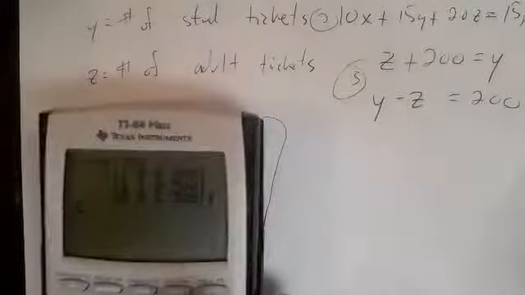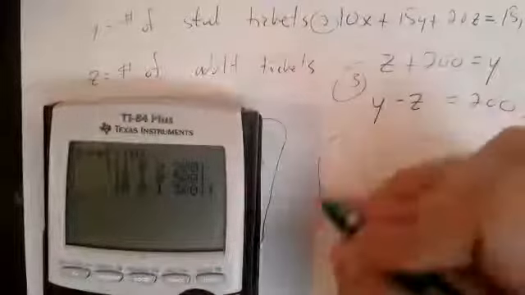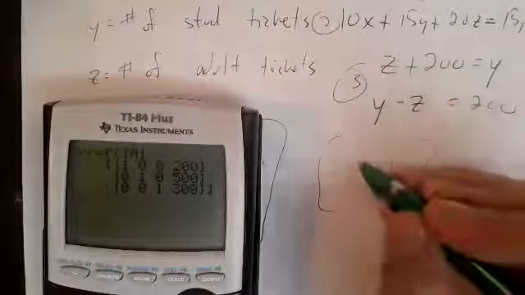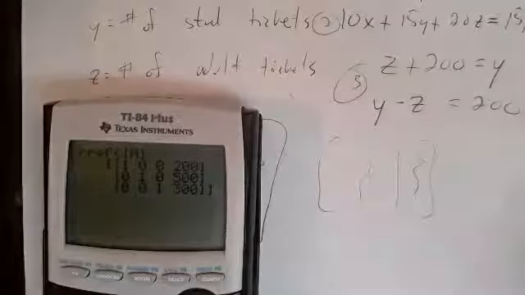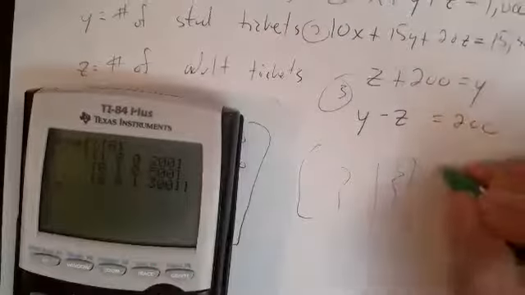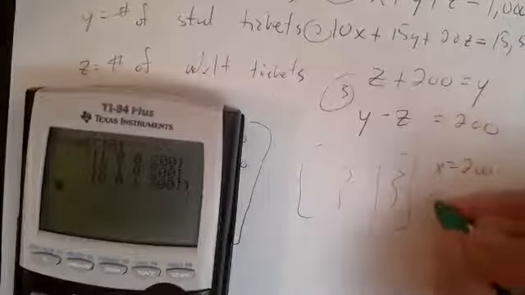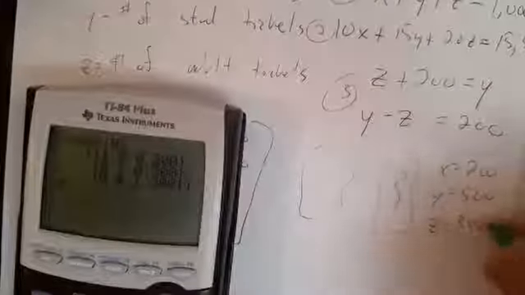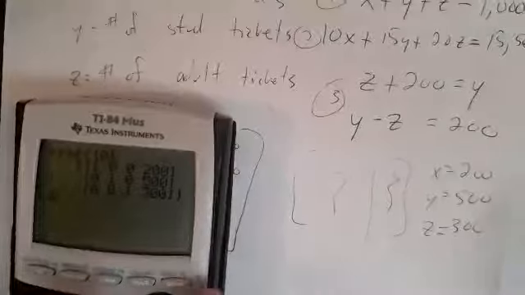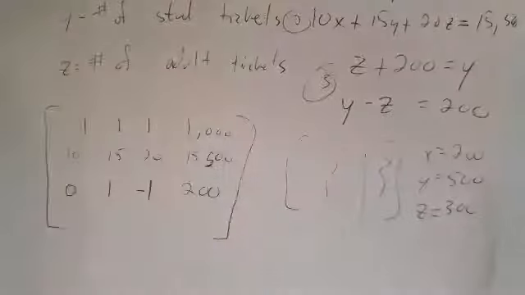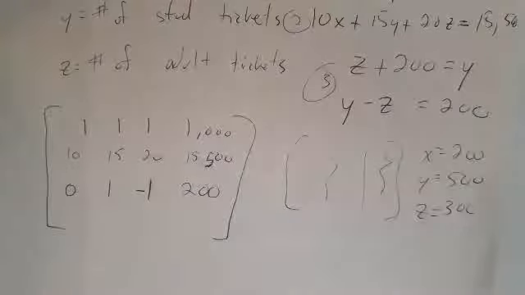So you might notice if we put it into our calculator, I'm not going to write this thing down, but you should really write this matrix down in here. So I'm writing it, pretending like it's there. So this is my x is 200, my y is 500, and my z is 300. And so now we're here. We have our solution.